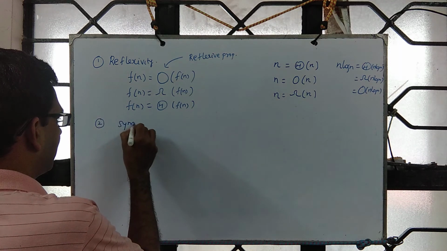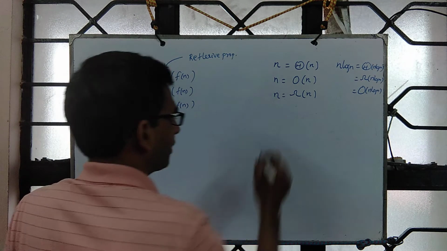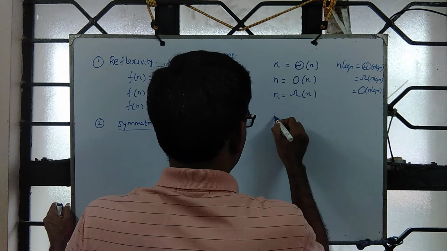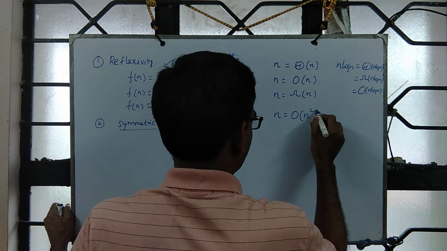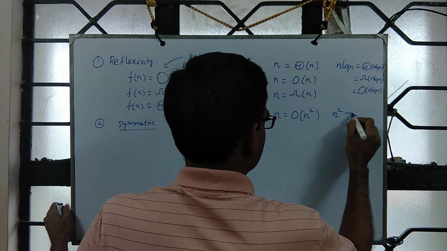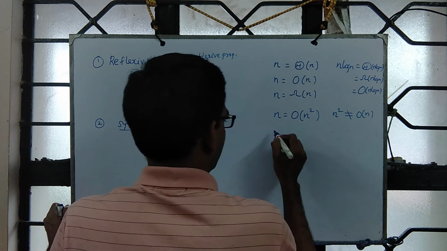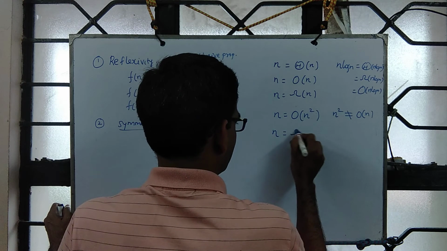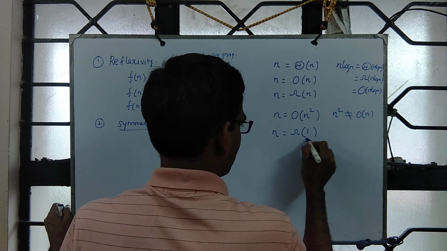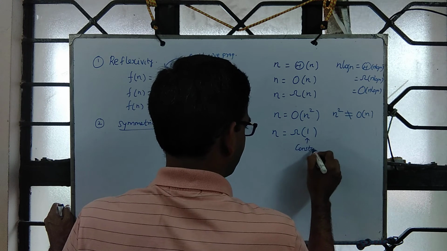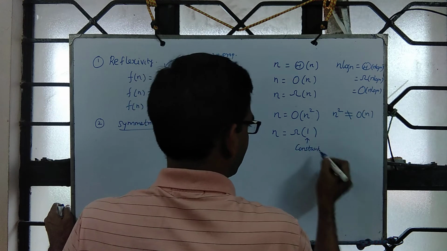Let's look at the symmetric or symmetry property. We know that n is order of n square, and n square is not order of n. Similarly, if you look at n is omega of 1. Omega of 1 meaning constant function. This is linear in n. If you say just log n, then logarithmic n. This is constant.